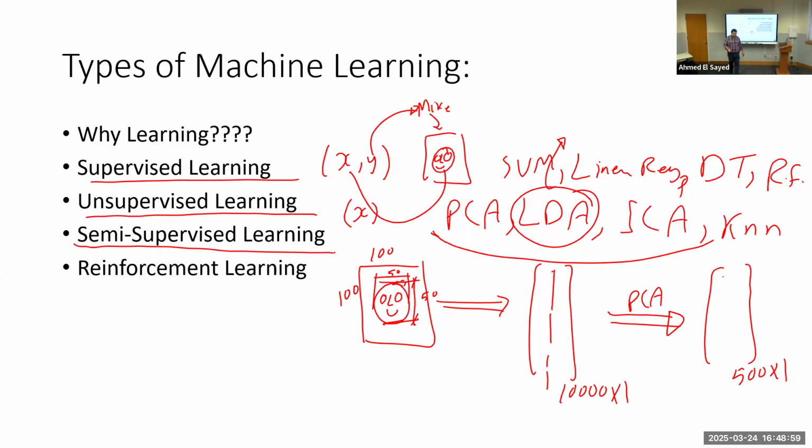So semi-supervised technique is a machine learning technique that deals with data that mix together supervised with unsupervised.